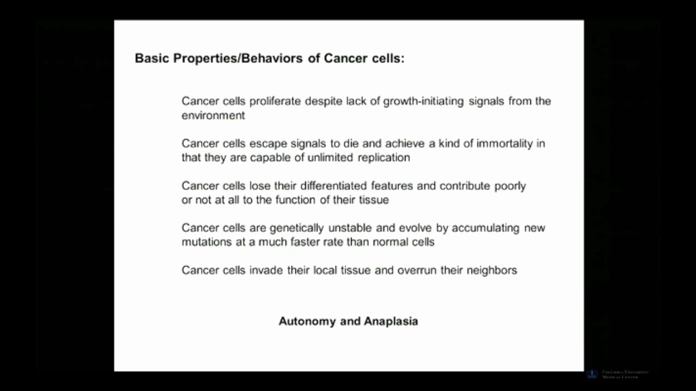So these two terms, autonomy and anaplasia: autonomy is the idea that the cancer cells need no outside cues in order to proliferate and grow, which is very different from the original host cells. And anaplasia refers to a lack of differentiation, where the cancer cells in that tissue bed will often look less differentiated than the surrounding tissue.